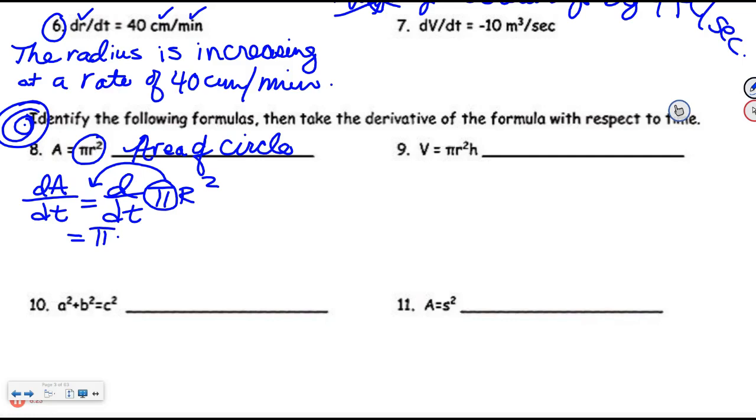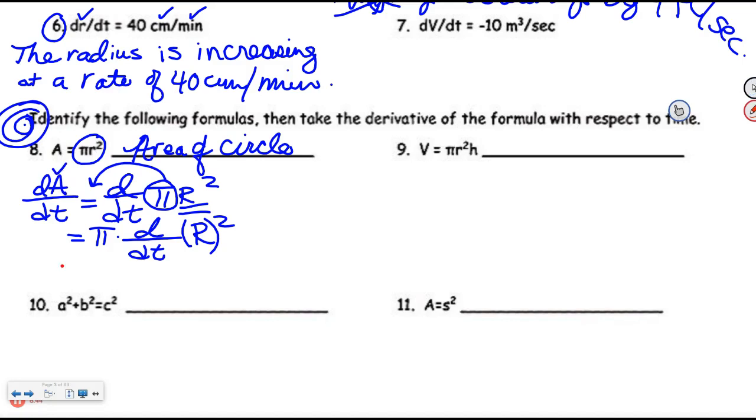I told you that was okay with implicit, but I also told you once we go to the word problems, we're going to go back to formal notation. So this would be the derivative with respect to time of r squared. Notice the radius is changing as the area is changing. They are related rates of change.